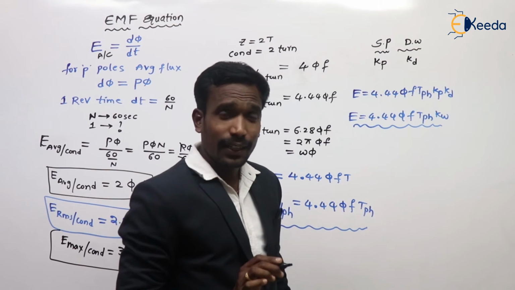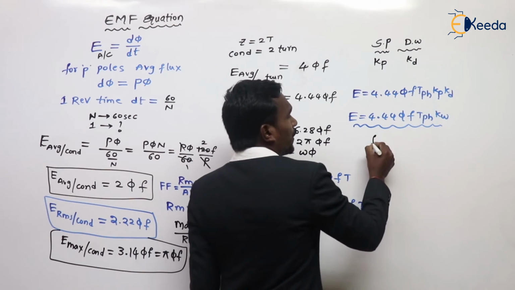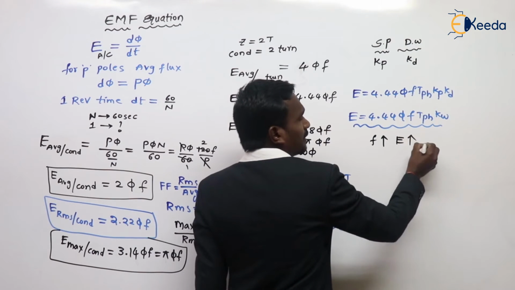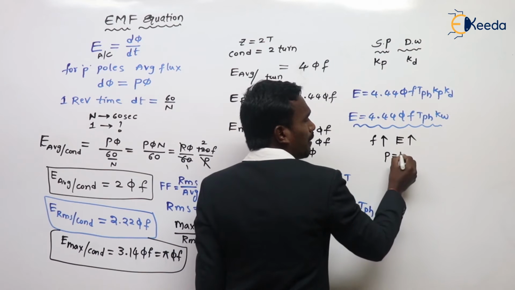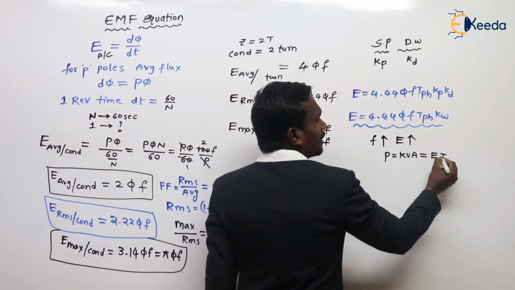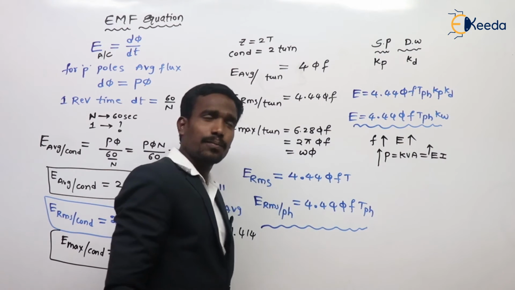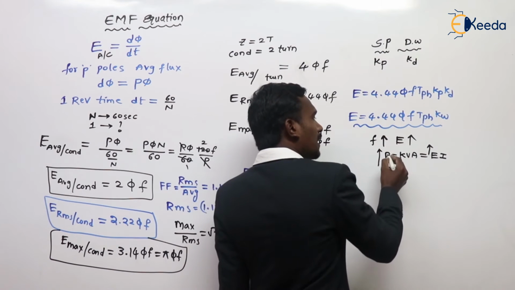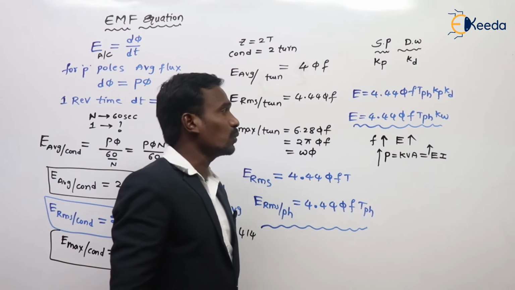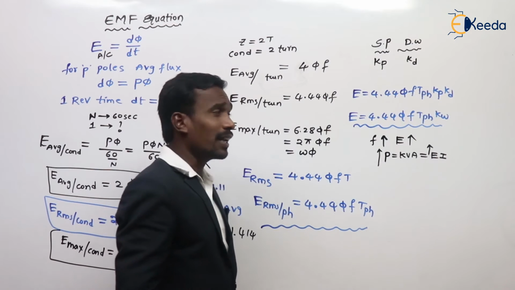Are you okay? Getting or not? Yes? For example, if frequency increases, then EMF also increases, then the power rating, nothing but kVA rating, nothing but voltage and current. When voltage increases, the power rating also increases. If frequency increases, power rating also increases, as usually in general. Are you okay? Getting or not?